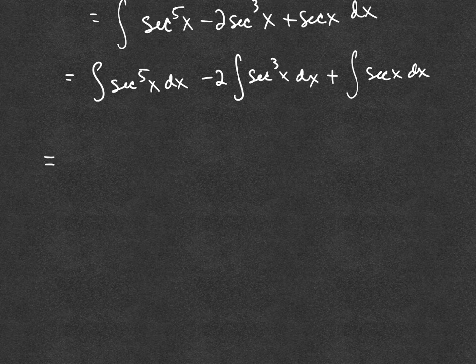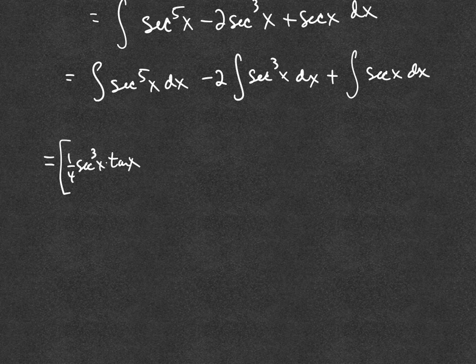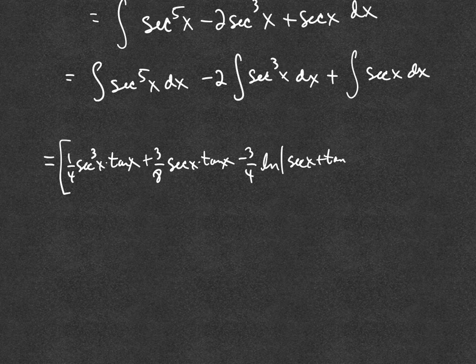I'm not going to waste your time going through all of that. I've already shown you the power reducing formulas, but I'll show you the results, and then you could choose to work on it yourself if you'd like to. The integral of secant to the 5th is going to be 1/4 secant to the 3rd tangent plus 3/8 secant tangent minus 3/4 ln of secant plus tangent.